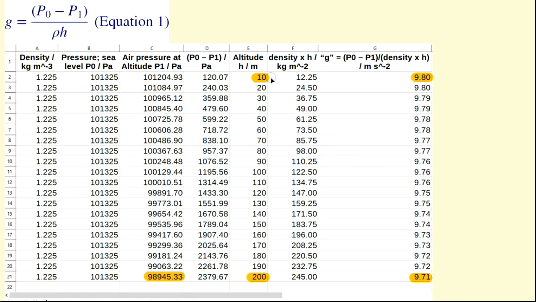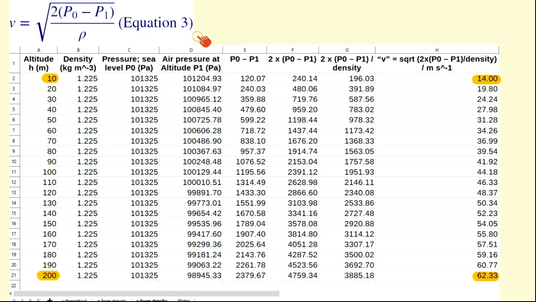So the value of g is slightly higher the lower you are. The further you get away from the surface of the Earth, the g value decreases, which seems reasonable. Okay, so it's starting to really make some sense here. This is measured in terms of meters per second squared, of course. Let's look at equation number 3.